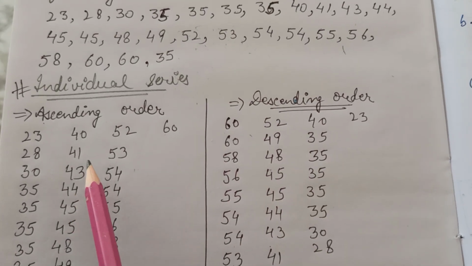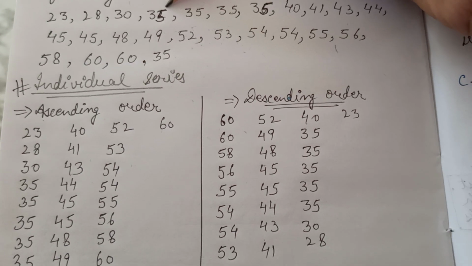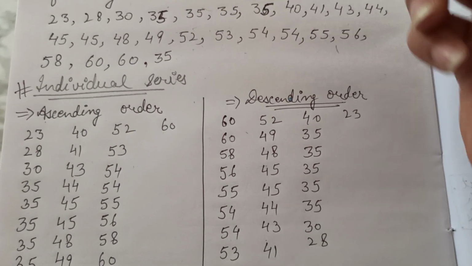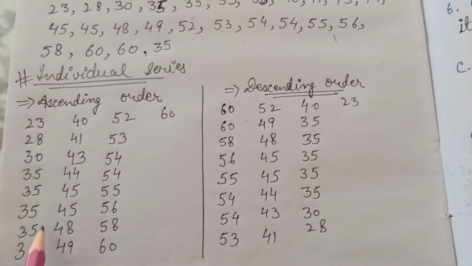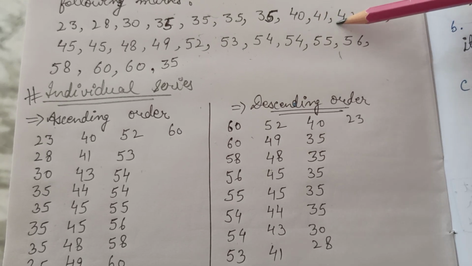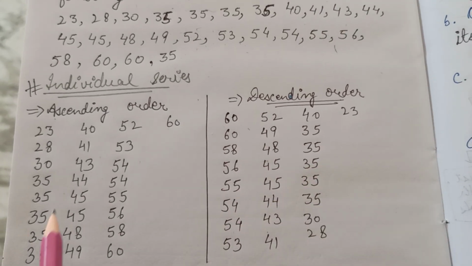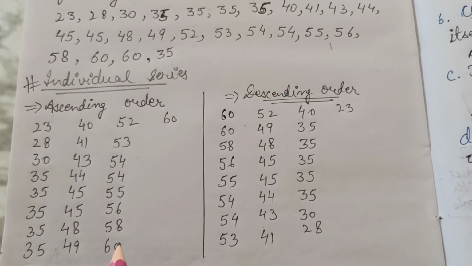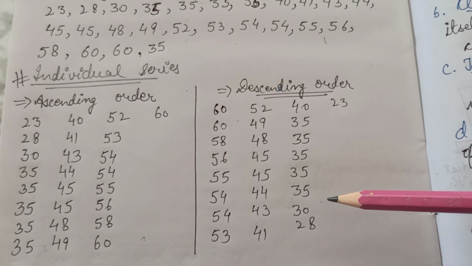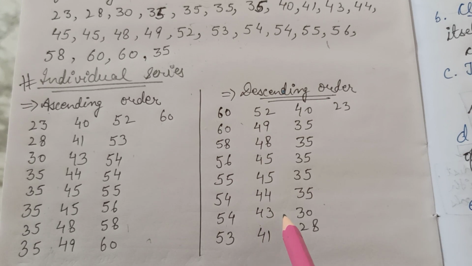So 23, I have written here. After that 28 will come. Then will come 30, 35. Now you must notice over here that 35 is given 5 times. So I will write 35 5 times over here. After that comes 40. What will come after 40 in ascending order? 41. Then comes 43. Like this I have written each and every item in ascending order. And in this case I have written in descending order. You have to do it in only one manner, either ascending or descending order.